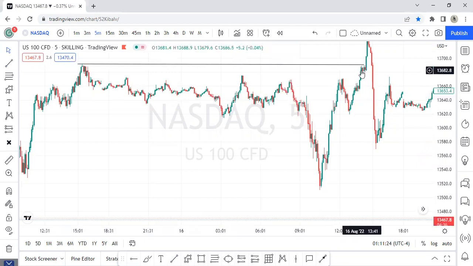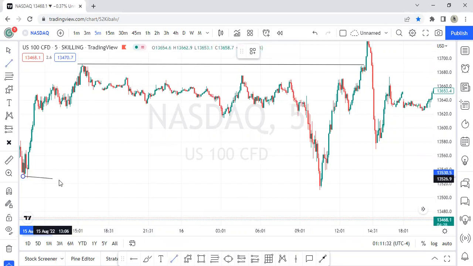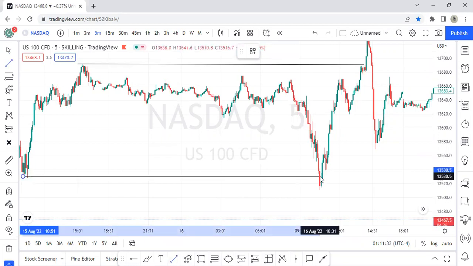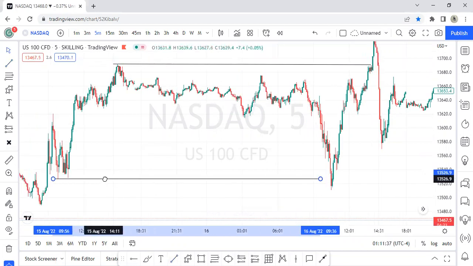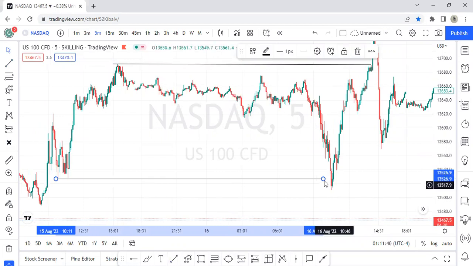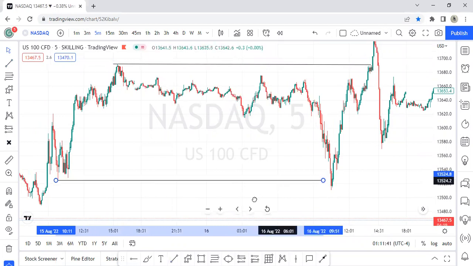Even as price got here, you can see that price was rejected, right? And where is our SSL? We saw the sell side liquidity here. So this low, right? So this can also be sell side liquidity or something of that sort, right?